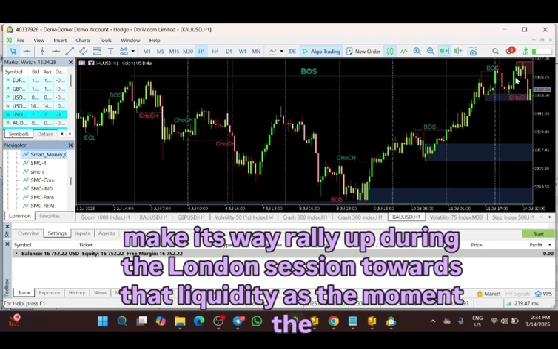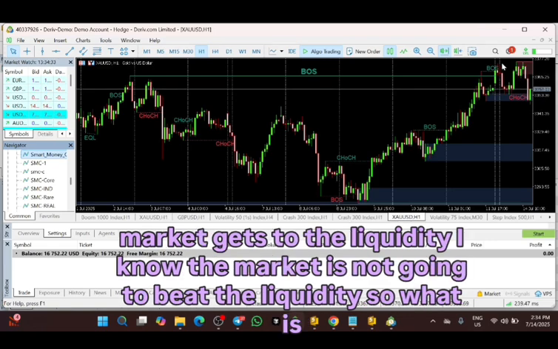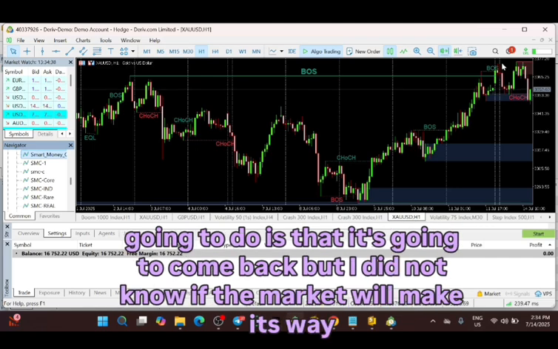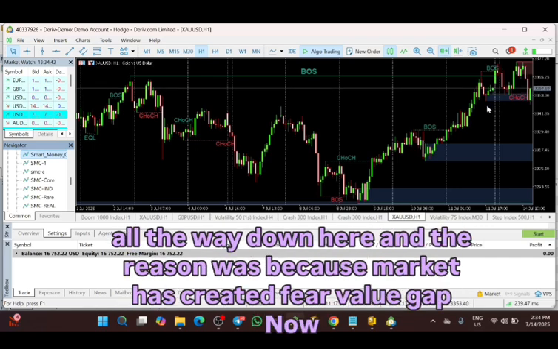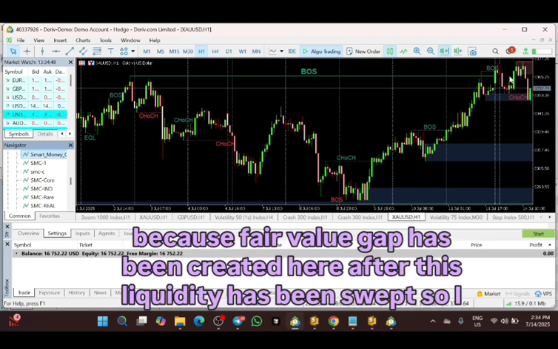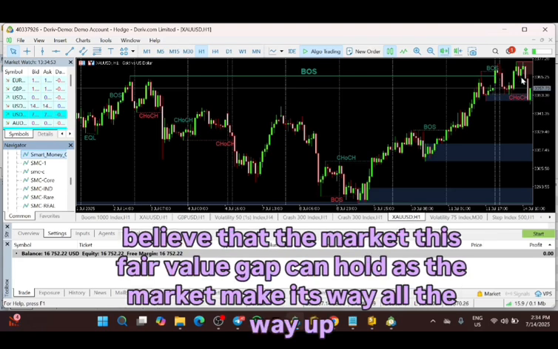So what did you notice? The market rallied up during the London session towards that liquidity. The moment the market gets to the liquidity, I know the market is not going to beat the liquidity, so it's going to come back. But I did not know if the market would make its way all the way down here, because the market has created a fair value gap. Since the fair value gap was created after this liquidity was swept, I believe this fair value gap can hold as the market makes its way up.